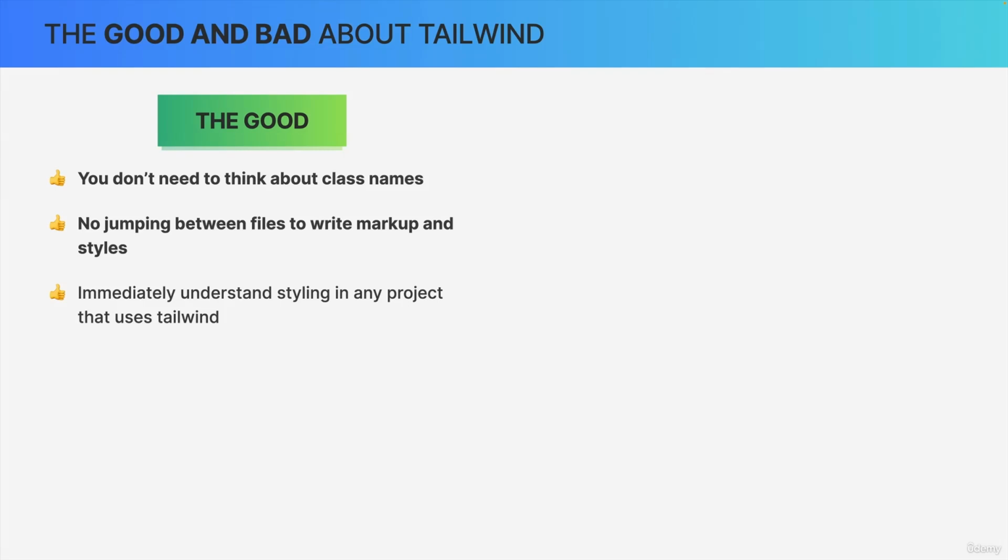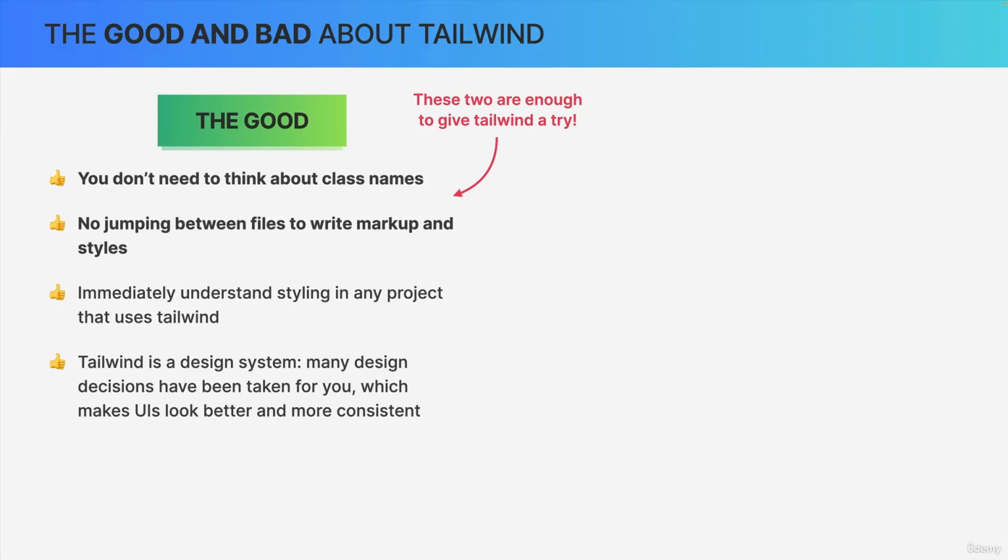So, in my opinion, these first two advantages alone are enough reason to give Tailwind a try. Not thinking about classes and not having to jump between files all the time is really a game changer. But there are even more advantages. For example, Tailwind can really be seen as a design system with very good predefined colors, font sizes, spacing, and more. So the framework itself has already taken many good design decisions for you, which empowers developers to build beautiful and consistent UIs a lot easier than before.